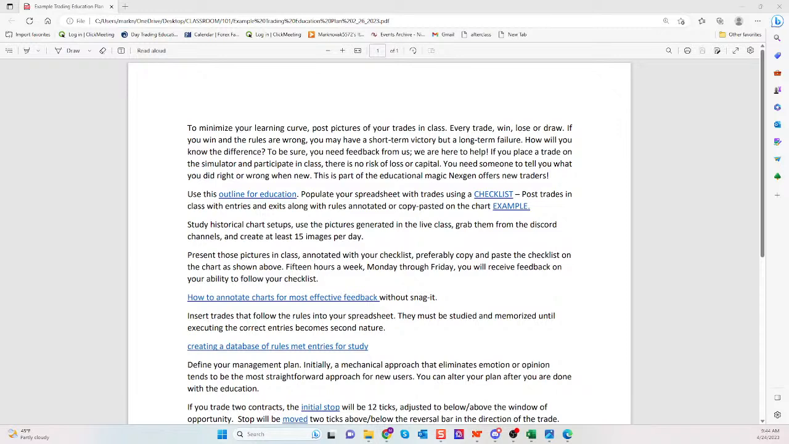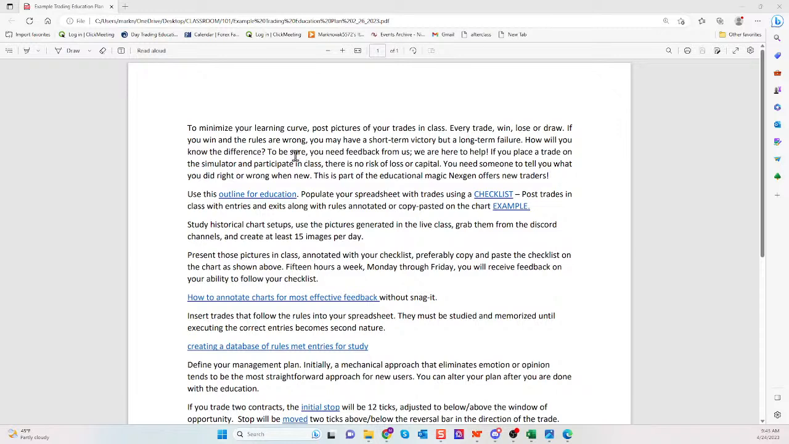To minimize your learning curve, and guys, this piece of paper came about. John Novak and I were drinking coffee on opposite sides of the country, talking on Skype. And we're like, how do we make it easier? How do we let them know what the path is? And this came about. To minimize your learning curve, guys, post your pictures of your trades in class. Every trade, win, lose, or draw. If you're winning and the rules are wrong, you may have a short-term victory but a long-term failure. Or you may be creating a set of rules that fits for you, but make sure that there's rules.